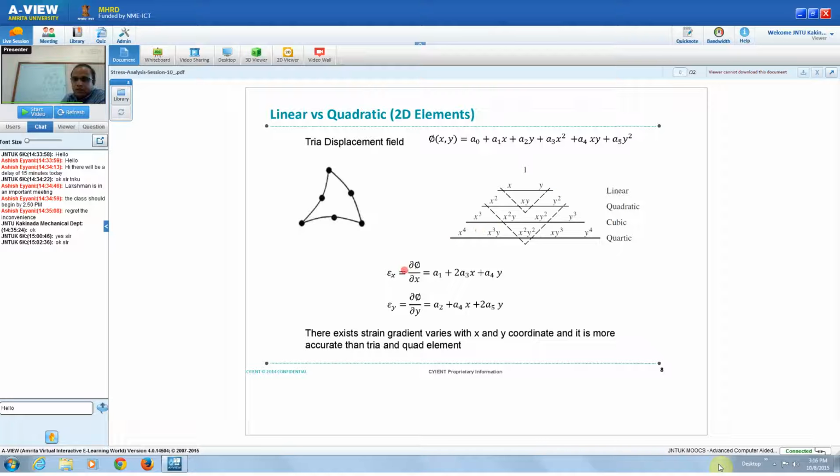When you try to differentiate, it will have an additional factor of y here and x here. So that will predict more accurate strains in the element compared to the linear triangle element. This is more accurate because the strain prediction has additional factors in both the strains, and that will give a prediction pretty close to the actual values.